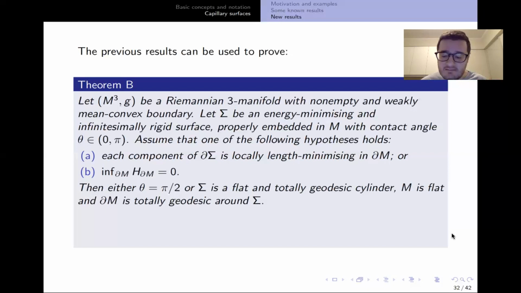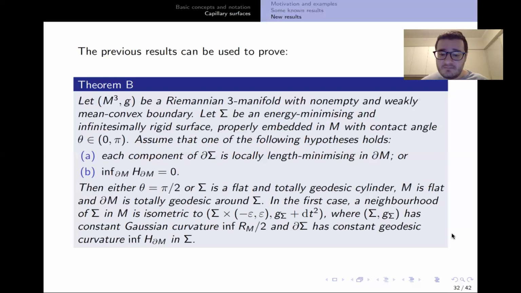In the first case, this is the second part of the theorem, which was basically shown by Lucas Ambrosio, that a neighborhood of sigma inside the manifold M is isometric to a product. So we have a local splitting theorem around sigma when it's free boundary.